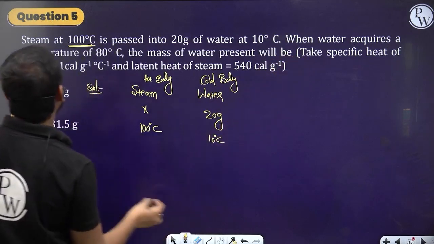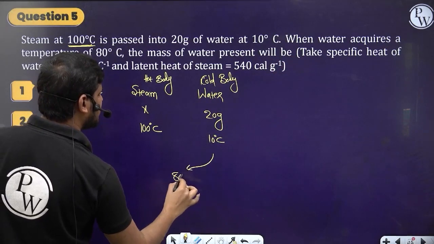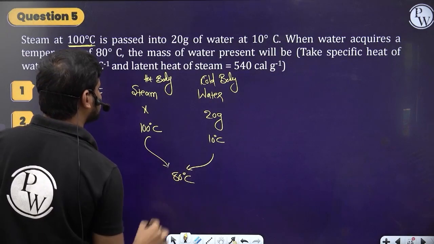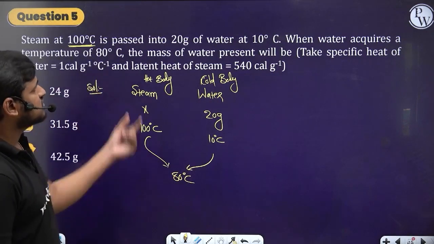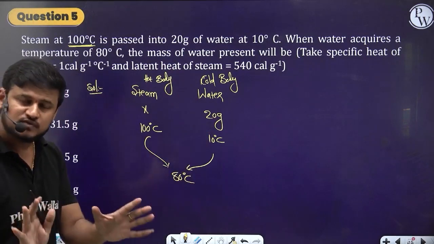So when water acquires a temperature of 80 degrees centigrade, the final temperature has become 80 degrees centigrade. The mass of water present, we have to find what is the mass of water. So first understand the concept.